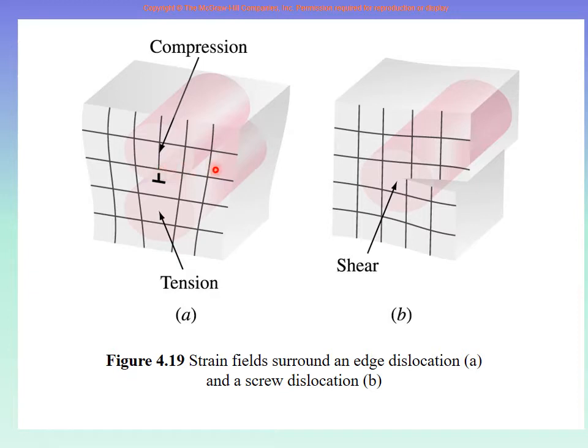It tries to force here and force here. And below it, to balance this, tension happens. So whenever there is an edge dislocation, there is a compression-tension pair. Above it, there is compression; below it, there is tension. But when there is a shear between one plane of atoms and the other, then this is a screw dislocation.